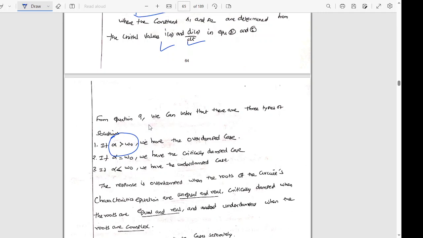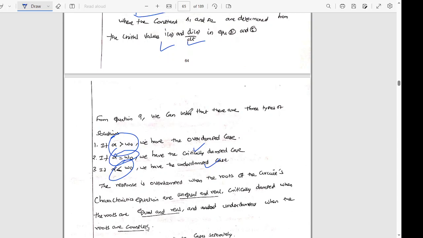The first case is the overdamped case, in which alpha should be greater than omega naught. The second case is alpha equal to omega naught, which we call critically damped. And alpha less than omega naught, we call underdamped. There are three things you need to note down here.